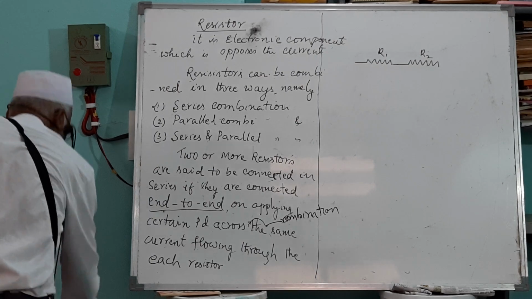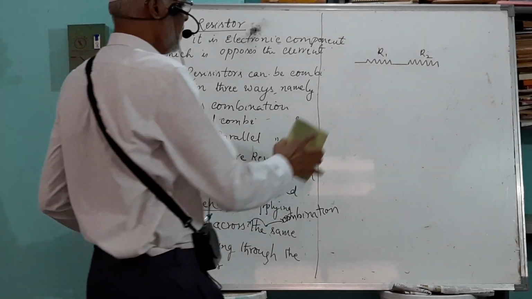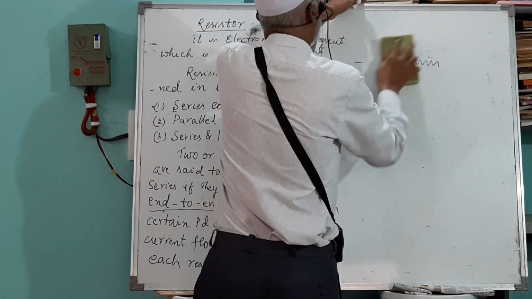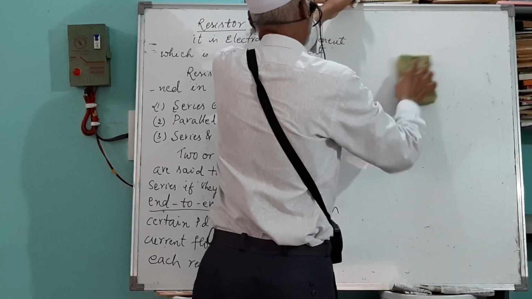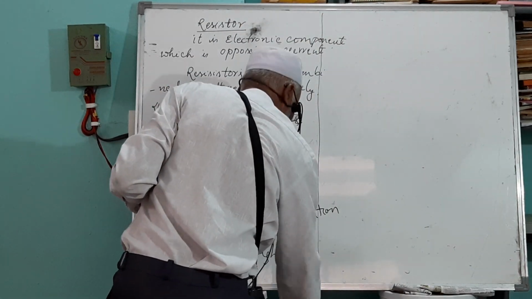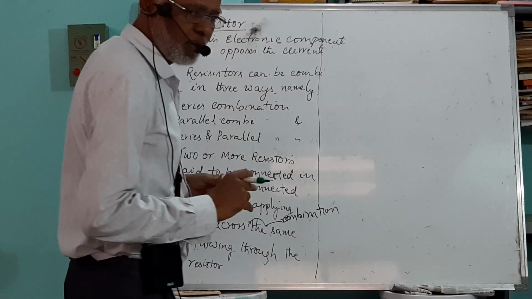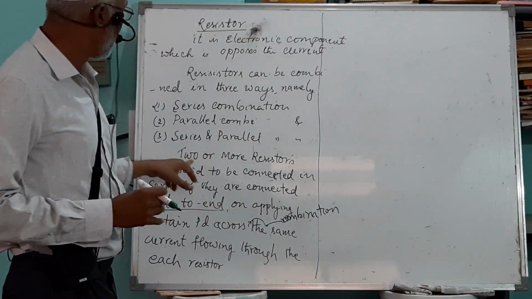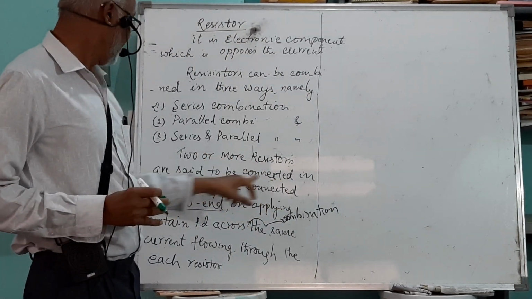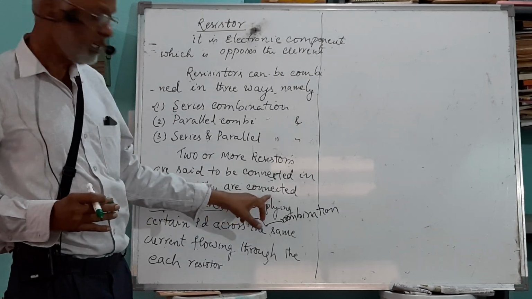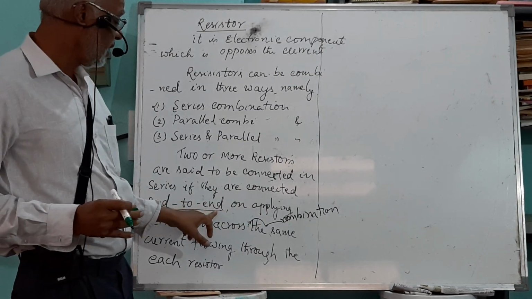Going on connecting like this, such a combination of resistors is known as the series combination of resistors. Usually we consider two resistors only, but you can take as many as you like. Two or more resistors are said to be connected in series if they are connected end to end.